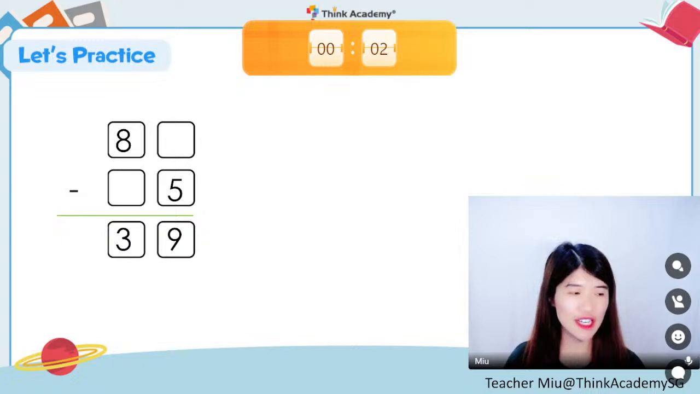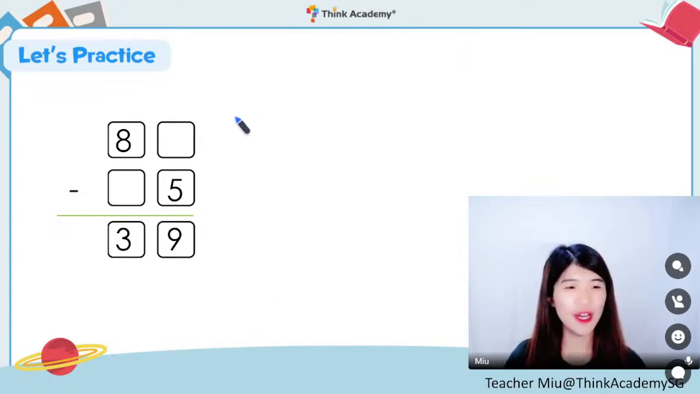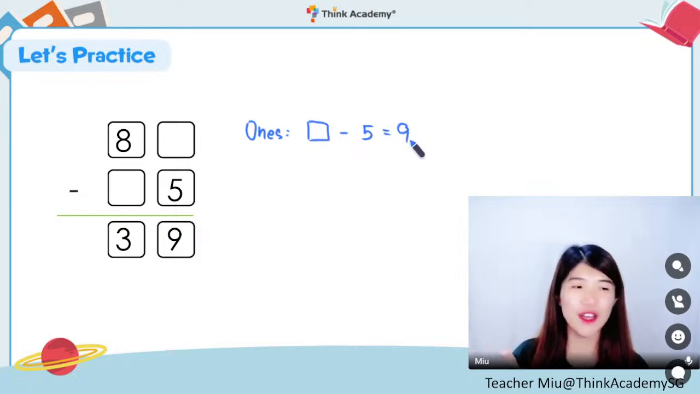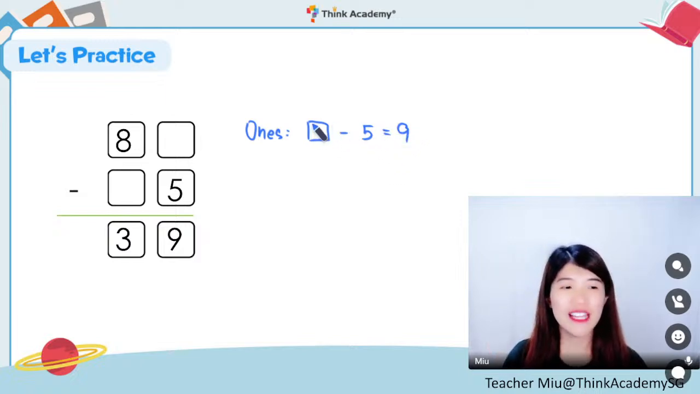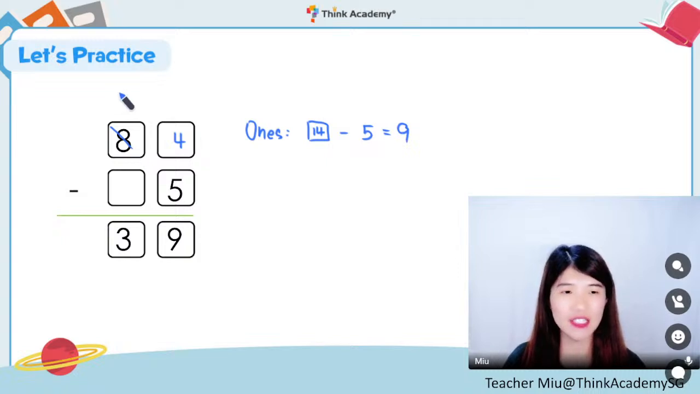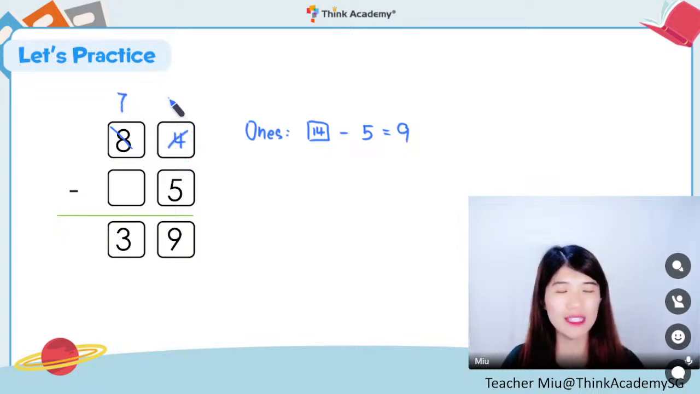Now let's check. Starting from the ones place first, right? So for the ones place, that must be something minus 5 that gives you 9, which makes it not possible. Why not? How come a 1-digit number minus 5 gives you 9? It's not possible. That something must be a 14, but can I put the 14 inside the box? Cannot, right? The 1 must be borrowed from the tens place.